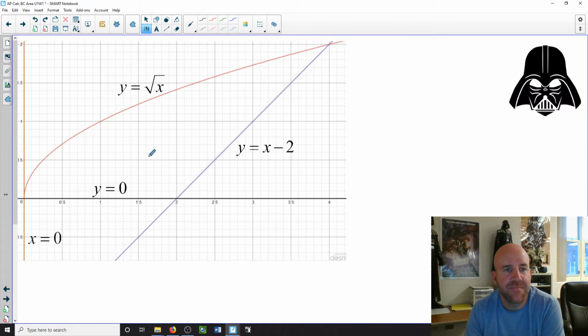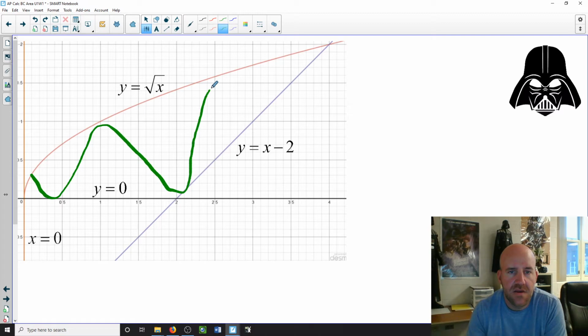All right, last problem. This one we have 3 functions. We have the root x, we have the x minus 2, and then we have the y equals 0. So actually, I just want to find the area between here.